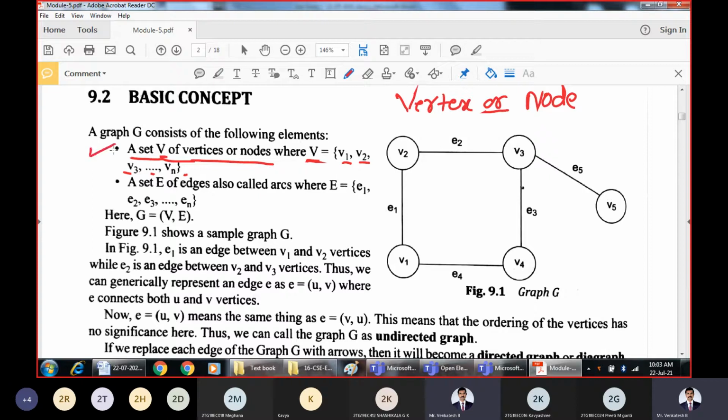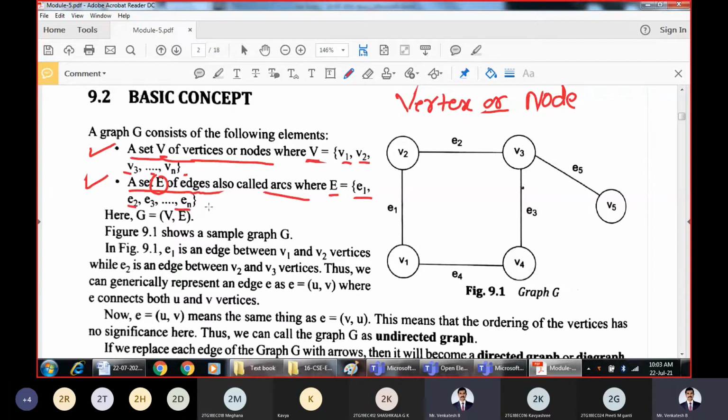Then, when we have some nodes, there must be some connectivity among them. The two nodes must be connected with each other, because when there is no connectivity between two nodes, we cannot transfer the data from one node to another. If there is no connectivity between two cities, you cannot reach from one city to another. So the next entity in the graph is a set of edges, which is denoted by E. They are also called arcs, arcs or edges, and they are denoted by the set E.